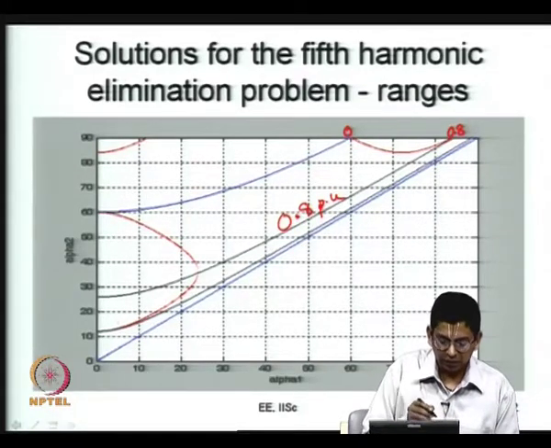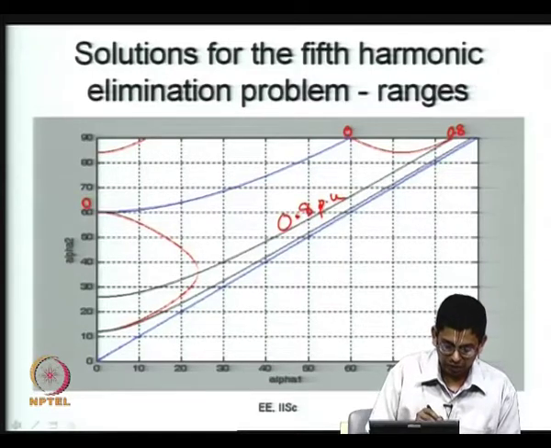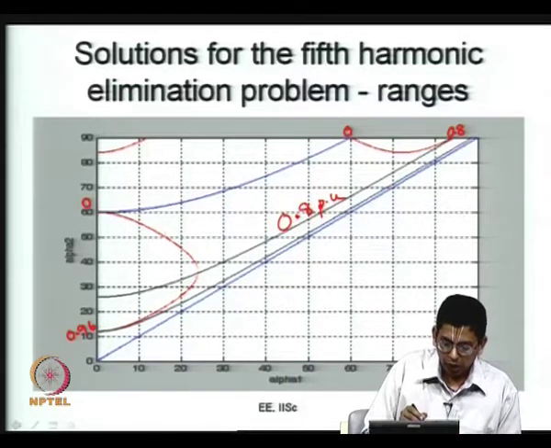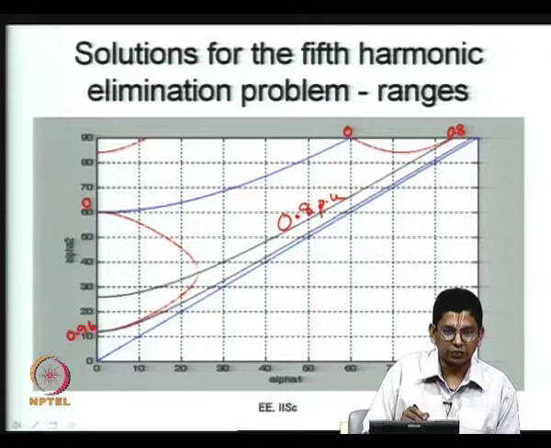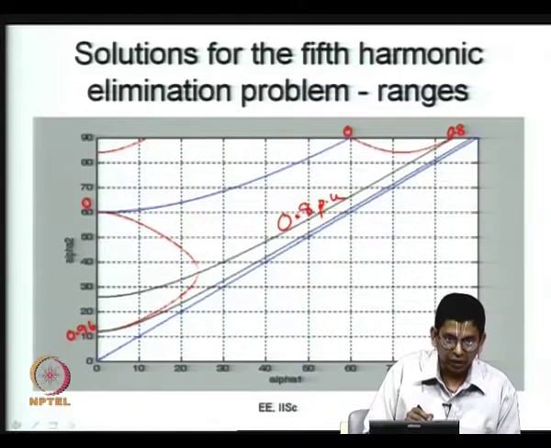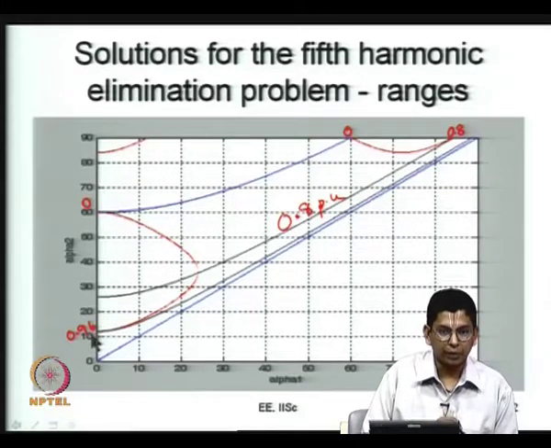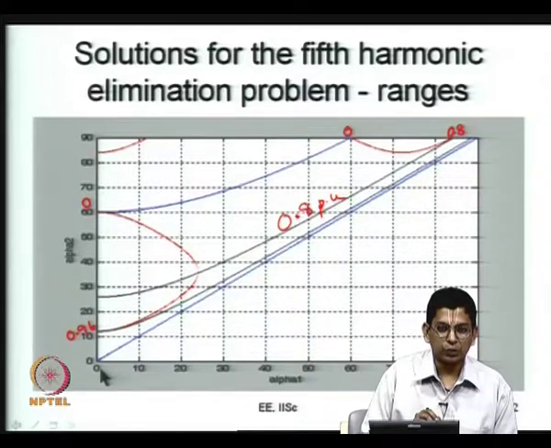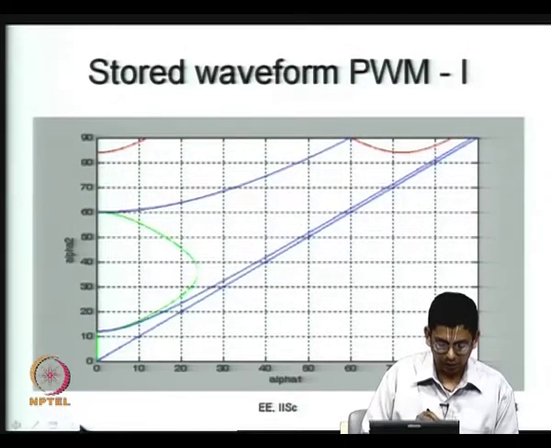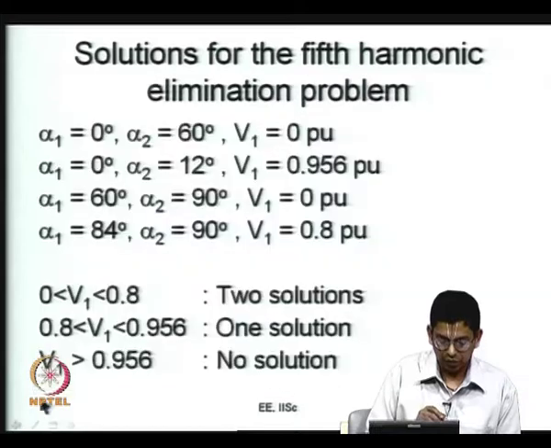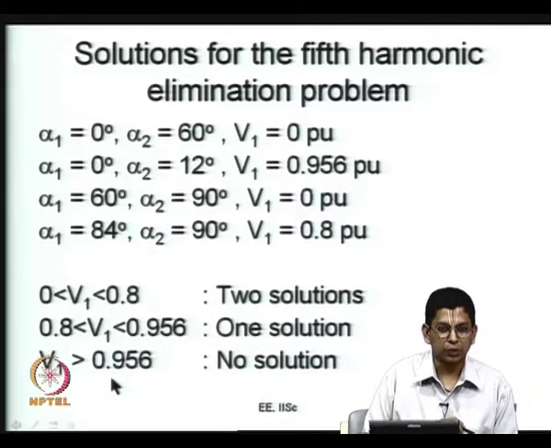And if you are looking at this curve, this is 0 here and this is some 0.96 per unit here. So, if you are starting from this point and you are moving all the way here, the fundamental voltage goes on increasing. The fifth harmonic is always 0, the fundamental goes on increasing, and when you reach here, you get something like 0.96 per unit, and beyond that 0.96 per unit there is no solution now. So, 0 to 0.8 you have two solutions, and between 0.8 and 0.96 we have one solution, and beyond that you have no solutions. So, this is what we are coming up with here.